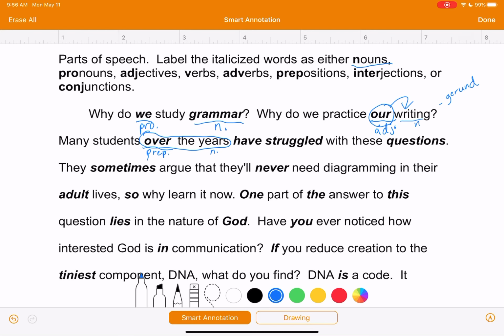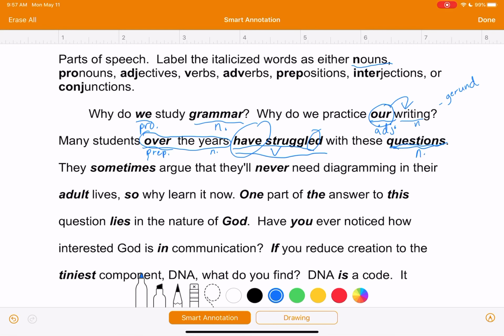Okay? Next we have struggled. When you see one of these helping verbs, that should ring a bell for you because you have memorized all the helping verbs as well as linking verbs. Have struggled. You can also see this tense ending, so that gives you a clue it's a verb. So yes, this is a verb. Both of these words together act as the verb of this clause. Okay, with these questions. Again, questions are things. It's the name of things, so it's a noun.